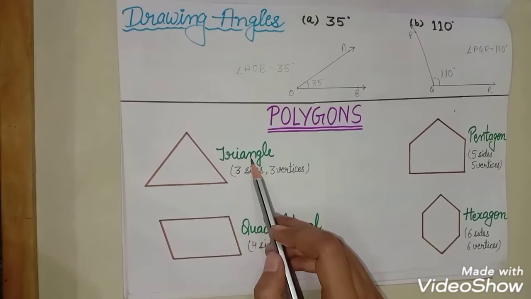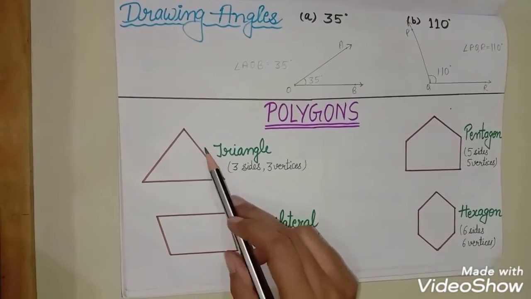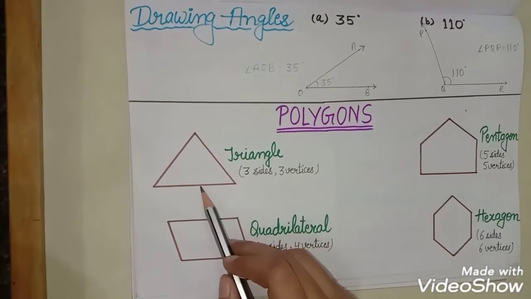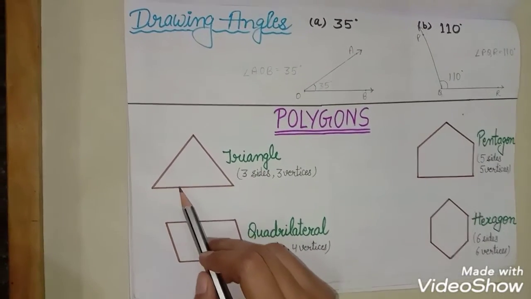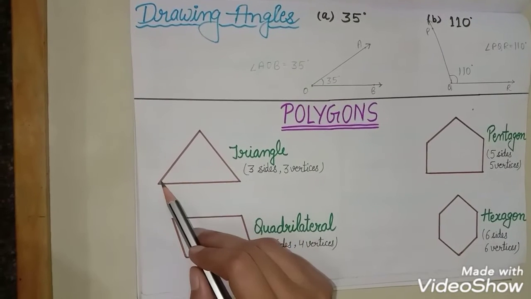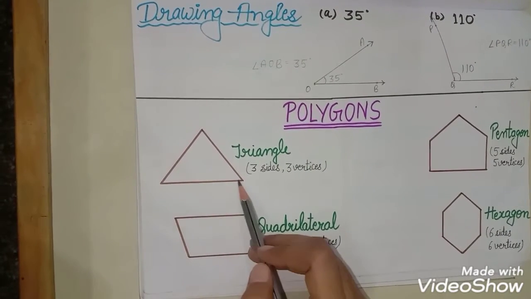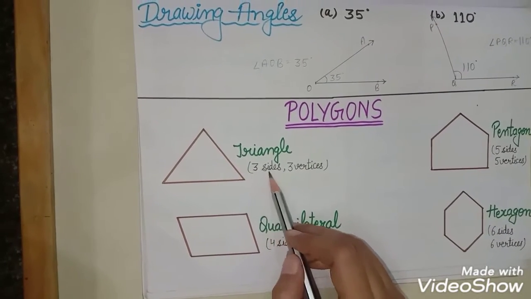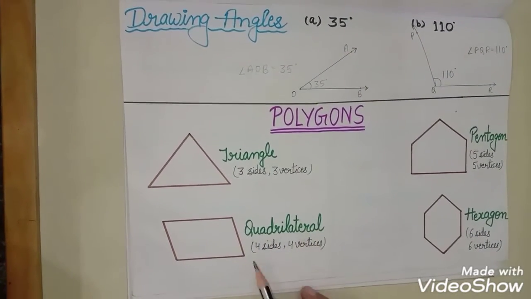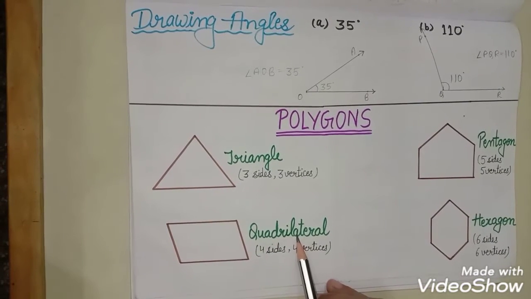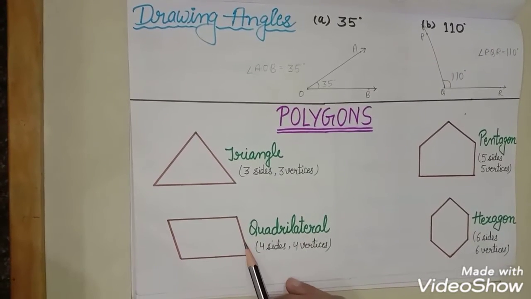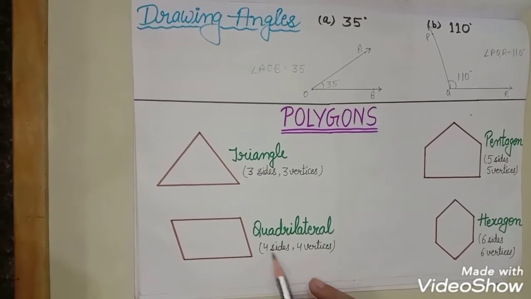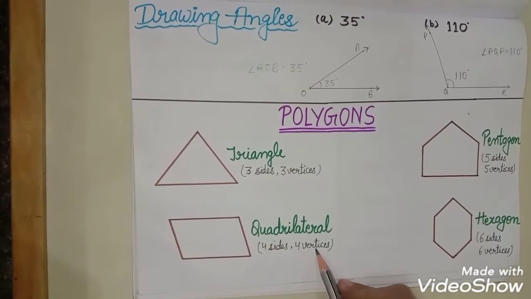First one is triangle. A polygon made up of three sides is called a triangle. This has three sides, 1, 2, 3, and three vertices, 1, 2, 3. Vertex means corners. So it contains three sides and three vertices. Second is quadrilateral. A polygon made up of four sides is called a quadrilateral. So it contains four sides and four vertices.